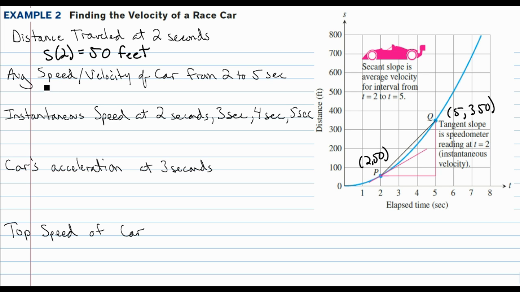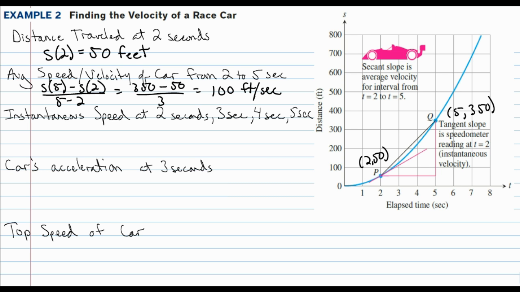So the average speed of this car would be S of 5 minus S of 2 all over 5 minus 2. So S of 5 we said is 350 minus S of 2 we said is 50, all over 3. So 300 divided by 3 is about 100 feet per second. The change in y is in feet, the change in x is in seconds, so your answer would be in feet per second.